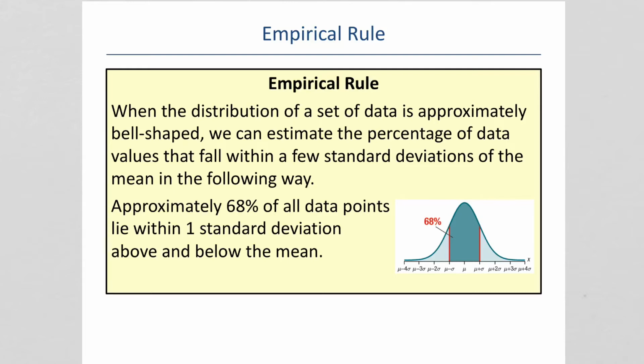The next definition, the empirical rule. When the distribution of a set of data is approximately bell-shaped, we can estimate the percentage of data values that fall within a few standard deviations of the mean in the following way. Approximately 68% of all data points lie within one standard deviation above and below the mean.